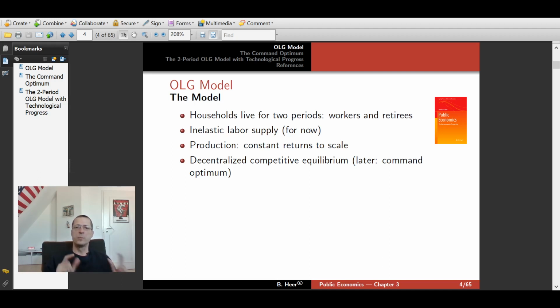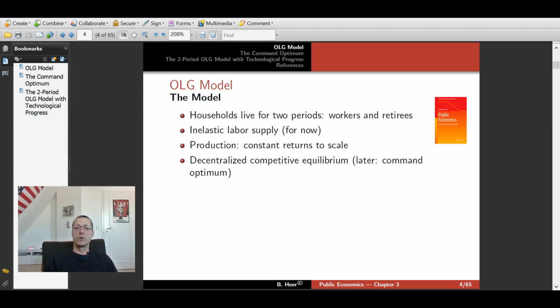So notice that these 2 periods must be of equal length so that it's easy for them to overlap, that we have one cohort of workers and one cohort of retirees alive at the same time. This is difficult to achieve if the periods were not equal. We start with an easy example. Labor supply is inelastic, so each person just supplies 1 unit of labor. We will look at elastic labor supply in later chapters, but for now, let's start with the very easy case.